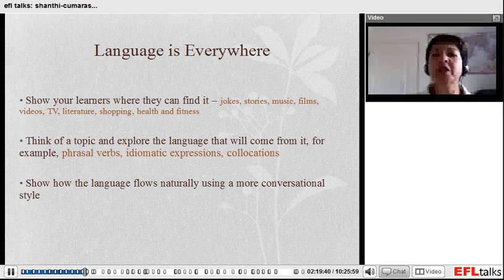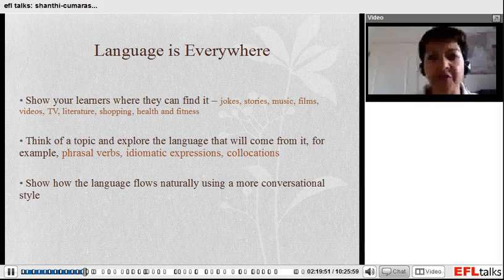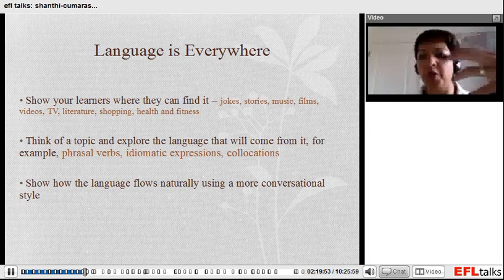The important thing for me with blogging, and the reason I want to show my learners that language is everywhere. It's not just in a course book. It's not just in grammar books. It's not just in a word list. It's everywhere. And if you can show that through your blog, then it's brilliant.